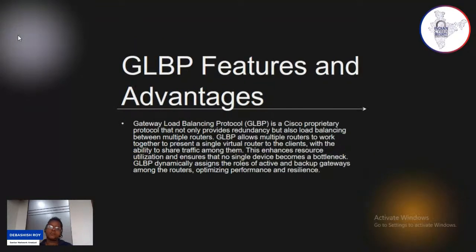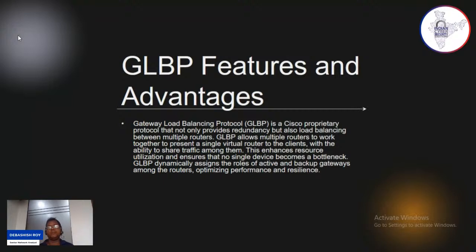GLBP features and advantages. Gateway Load Balancing Protocol is a Cisco proprietary protocol that not only provides redundancy but also load balancing. GLBP allows multiple routers to work together to present a single virtual router to the clients. Again, there is a concept of the virtual router, as in the case of HSRP, with the ability to share traffic among them. So it does the load balancing. Yes, it has redundancy also, so if one router fails, the others will take charge, and it does the load balancing. This enhances resource utilization and ensures that no single device becomes a bottleneck.